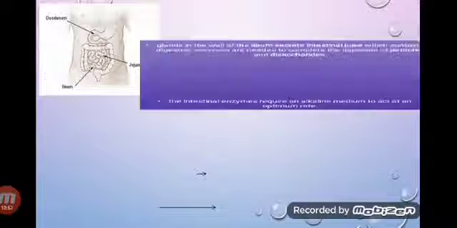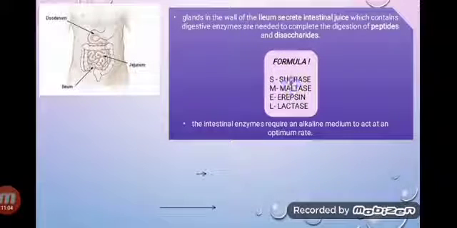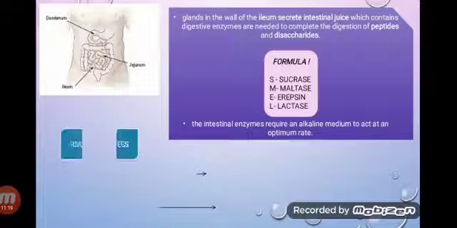Next, it will pass through the jejunum and we enter the ileum. The glands in the wall of the ileum secrete intestinal juice, which contains digestive enzymes needed to complete the digestion of peptides and disaccharides. The formula is MEL: sucrase, maltase, erepsin, and lactase. The intestinal enzymes require an alkaline medium to act at an optimum rate.